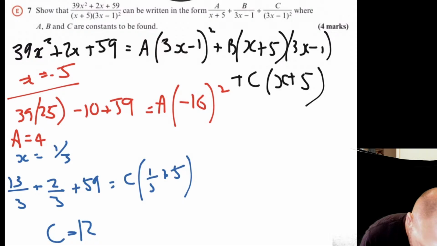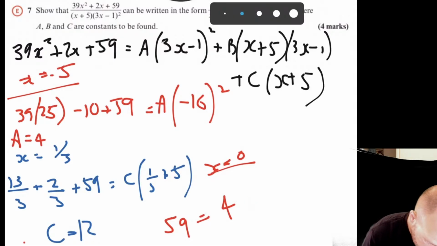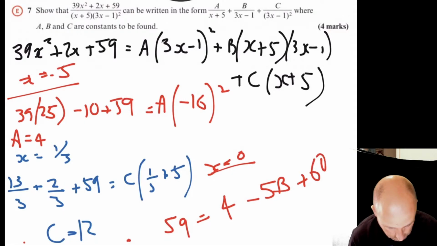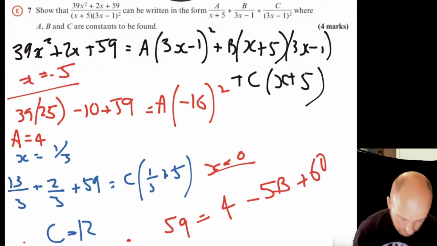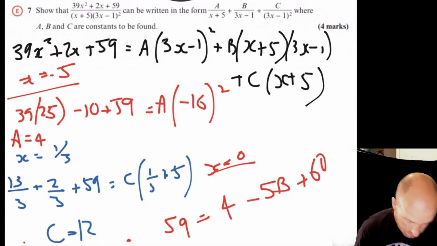So we get 59 equals 4 minus 5B plus 12 times 5 is 60. So if we rearrange this, 59 take 64 divided by 5 gives us B is minus 1.